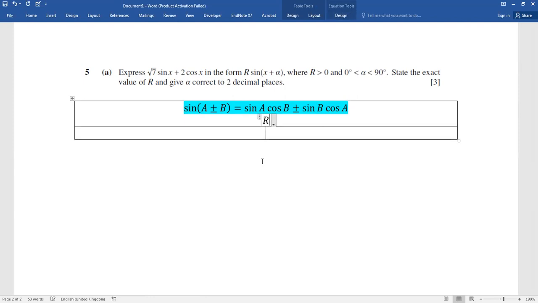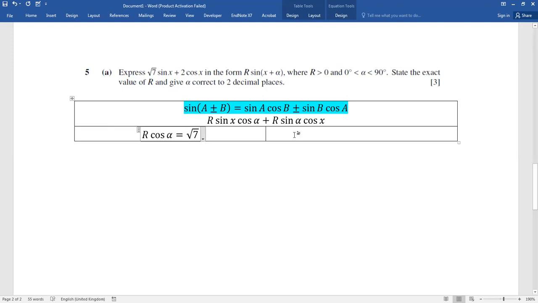So you will get R sine x cos alpha plus R sine alpha cos x. Is this right, class? Yes, sir. Now compare the coefficients. What is your coefficient of sine x? R cos alpha. And what is it provided in the statement of the question? What is the coefficient of sine x? Square root of 7. Yes, absolutely right.